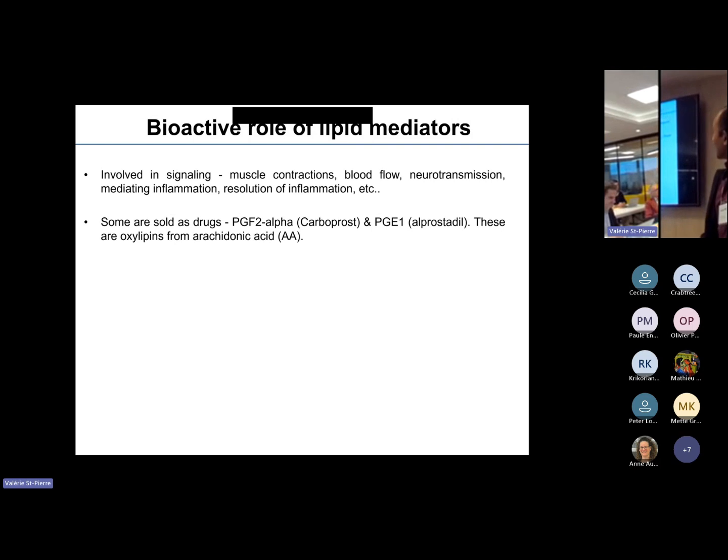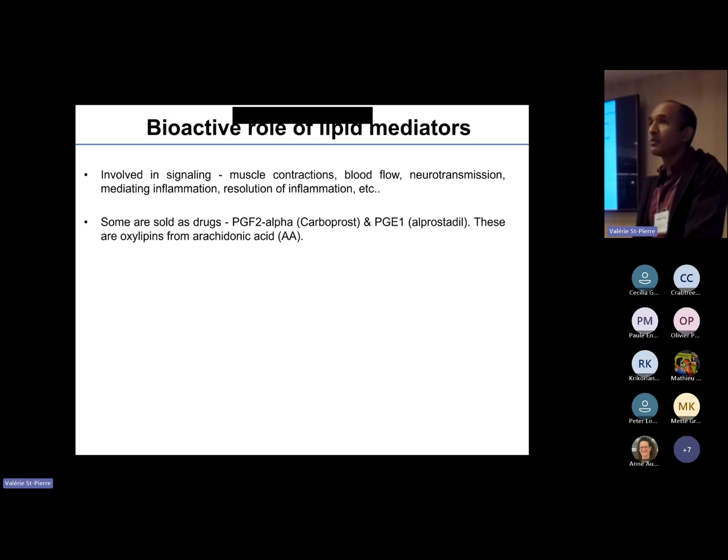So they're bioactive, hence the name bioactive lipid mediator. BLM is another abbreviation people like to use, BLMs. That's what it stands for, because they're really involved in signaling blood flow, and some are sold as drugs. Can you believe it? The pharma industry sells you rancid fats as drugs.